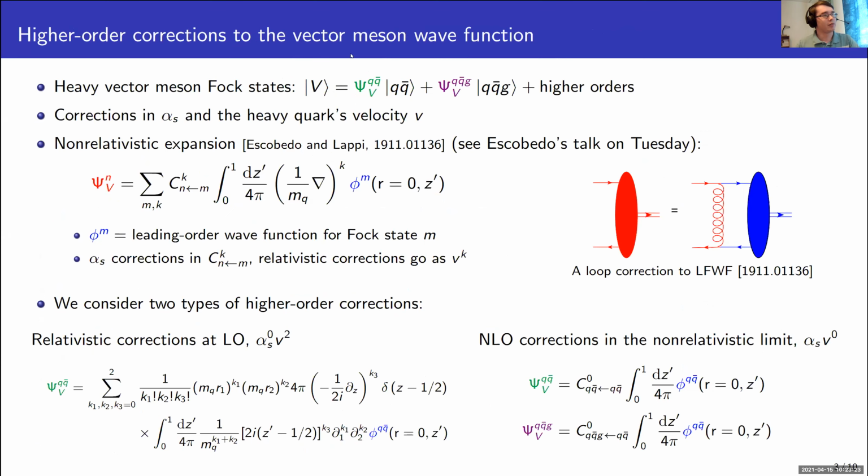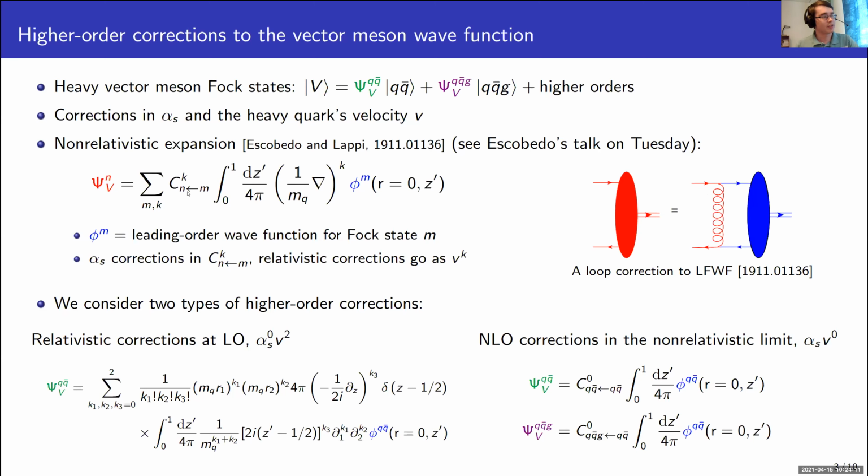What we can do for the vector meson wave function is use the fact that we are considering heavy vector mesons, so the quark and the antiquark have small velocities. This means that we can write things as a power series in terms of alpha_s and the heavy quark's velocity v. To do this, we use the non-relativistic expansion that Miguel talked about on Tuesday. If we want the wave function for the Fock state n, we can write it in terms of the leading order wave function for Fock state m. In terms of Feynman diagrams, this blue blob describes the leading order wave function, and then we add Feynman diagram corrections to it to get the total wave function.